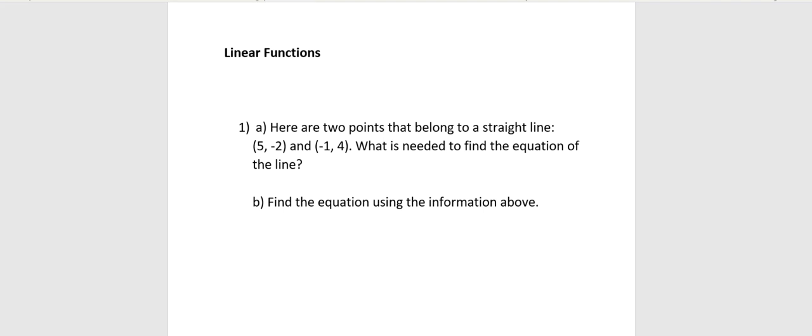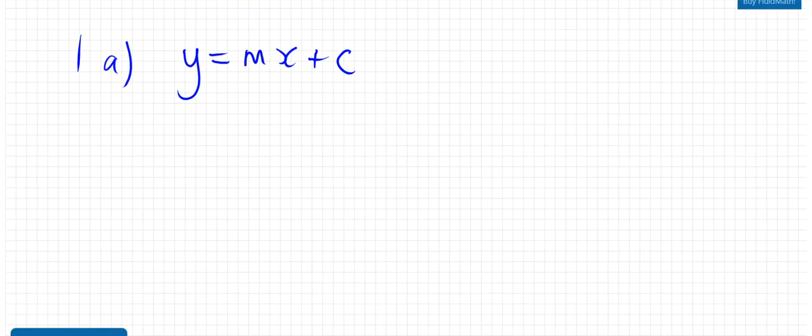So the first question says there are 2 points that belong to a straight line and they've given us the points. What is needed to find the equation of the line? Well, we know the equation of a line is always in this form, or can be written in this form. And we know that it's y equals mx plus c. And we know we have to find m and we have to find c.